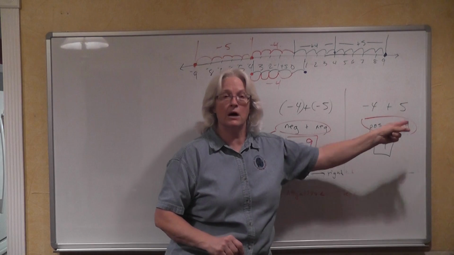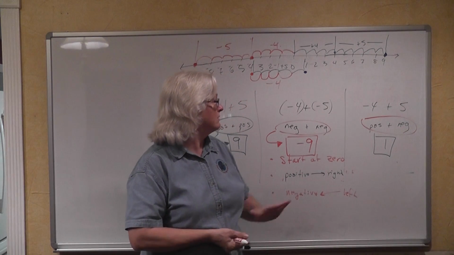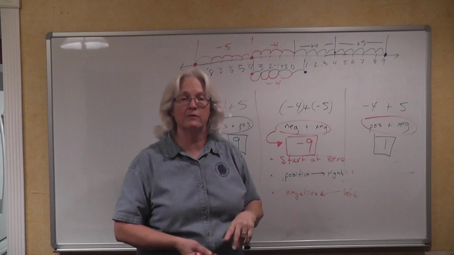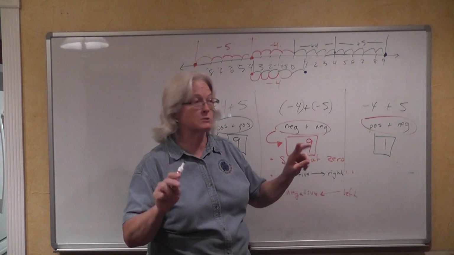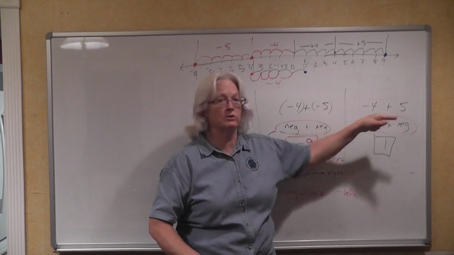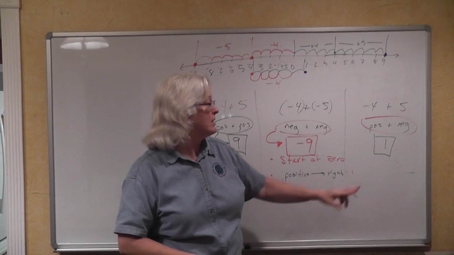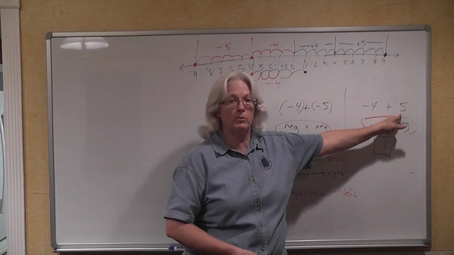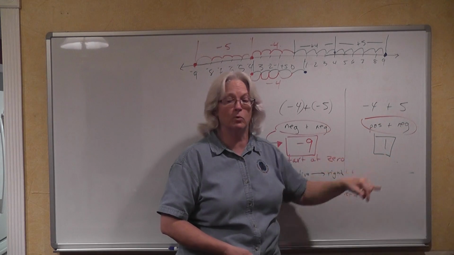Here, the signs are different. One is negative, one is positive. You subtract the number that looks smaller from the larger number. 5 minus 4 is 1, and you use the sign of the number that's bigger. So this is a positive 1.